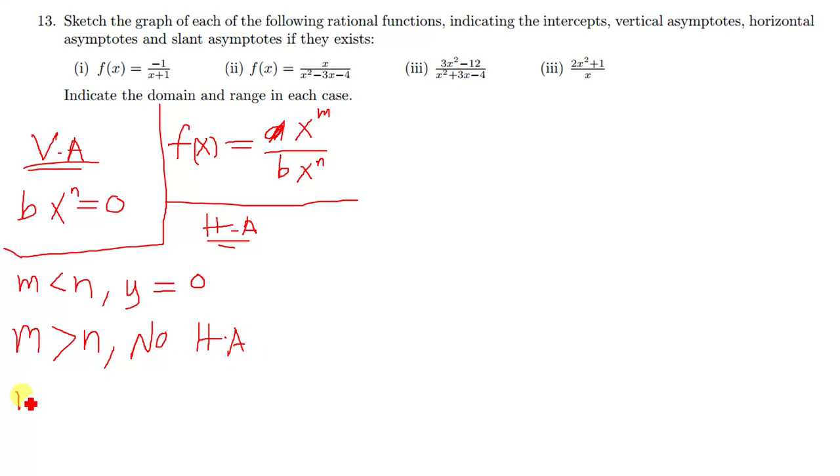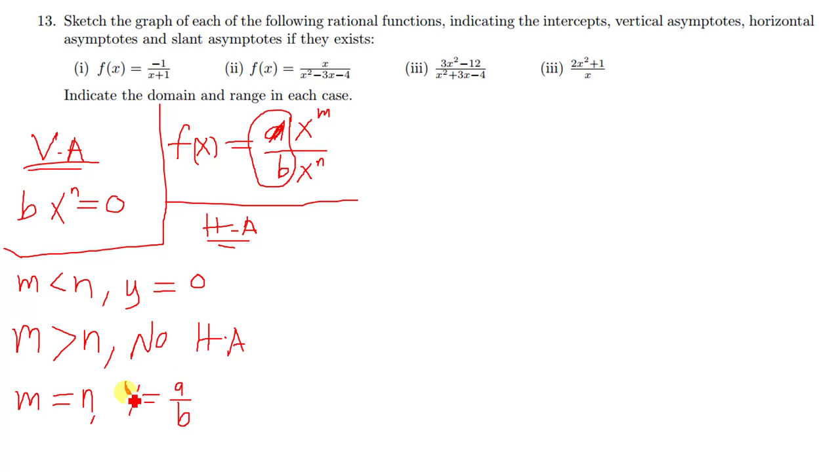Then when m is equal to n, the asymptote there is just the ratio of the coefficients, so the asymptote there will just be equal to a over b. A over b will be your asymptote.